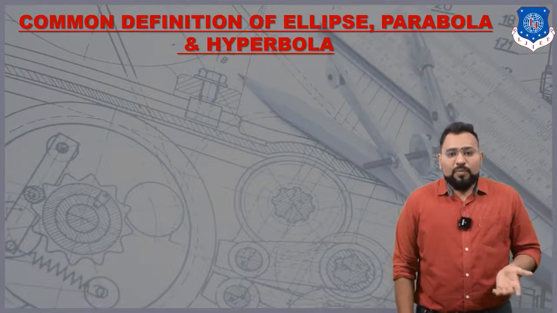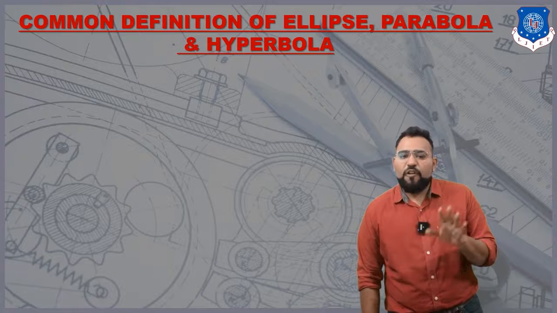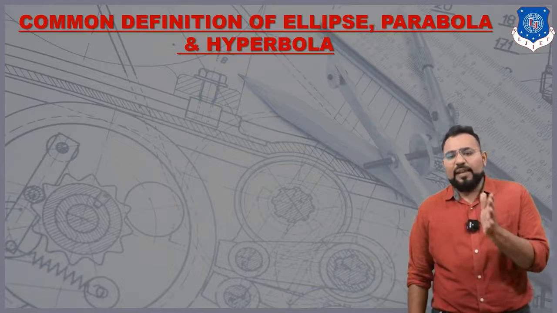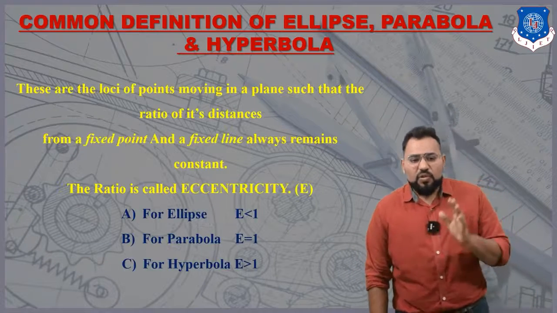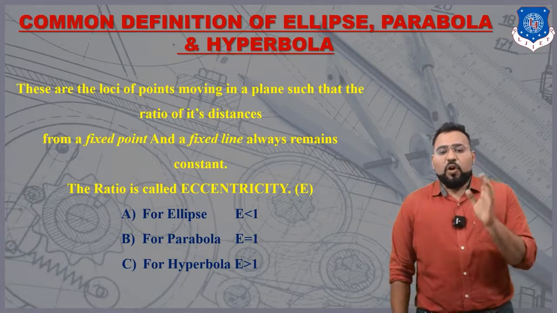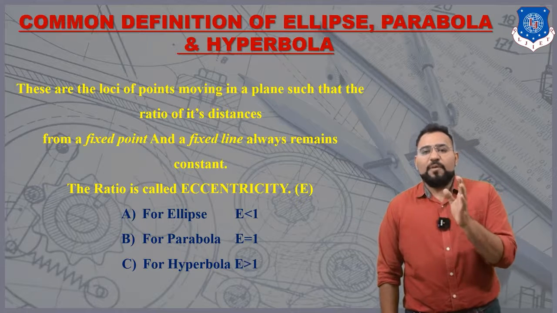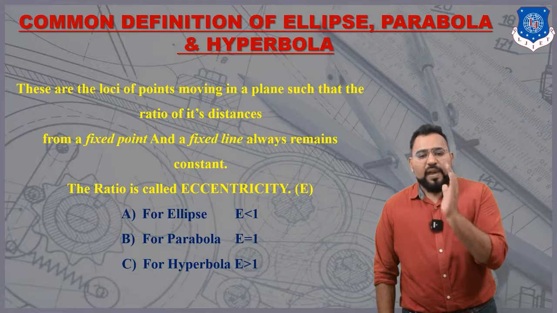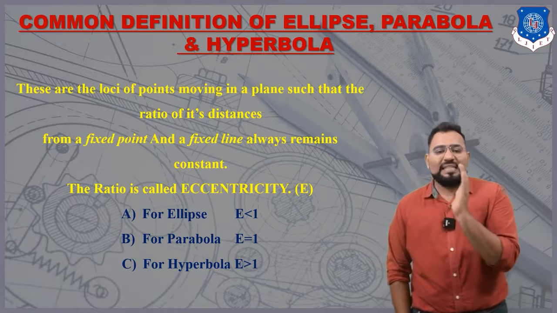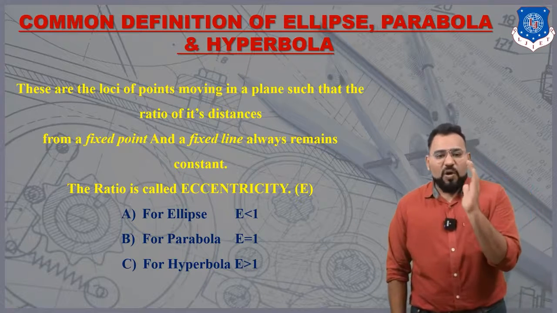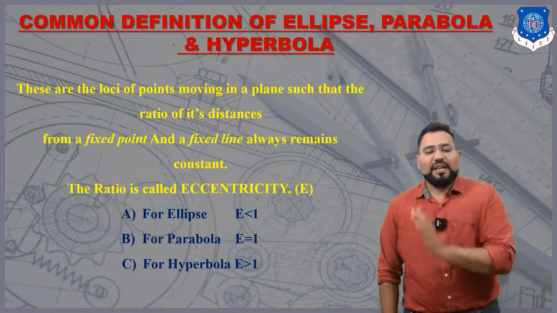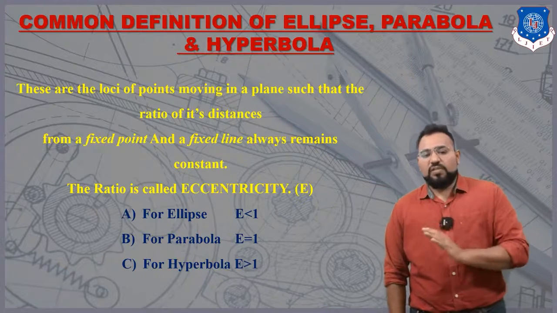Now we will see one of the methods of drawing an ellipse. But before we do that, let us define a common definition of the ellipse, parabola, and hyperbola. You can see the common definition on your screen. These are the loci of points moving in a plane such that the ratio of its distance from a fixed point and a fixed line always remains constant.